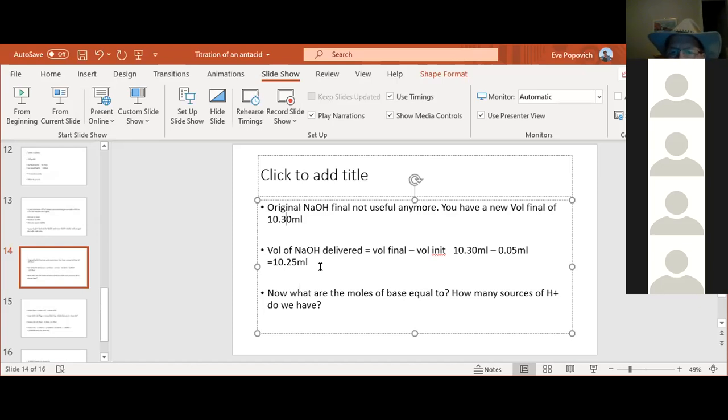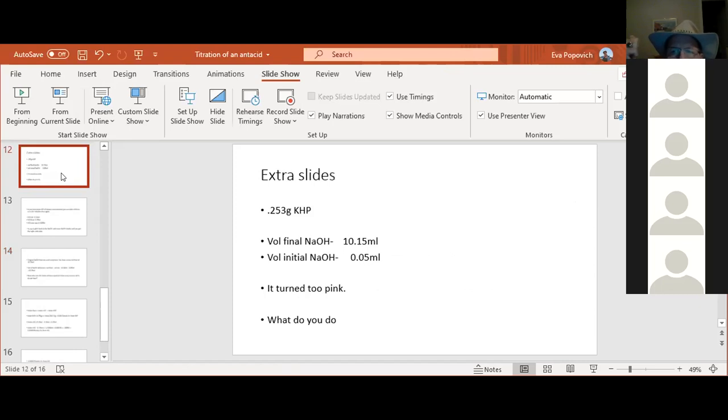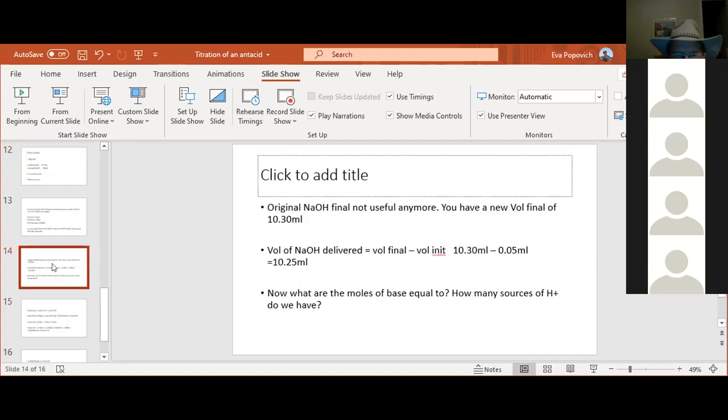But how many sources of H plus do I have? What neutralized the NaOH? HCl. That's one of them. But where did the main part come from? What was I originally titrating my sodium hydroxide against? The KHP. So my total moles of NaOH are going to be equal to the moles from HCl plus the moles from KHP.